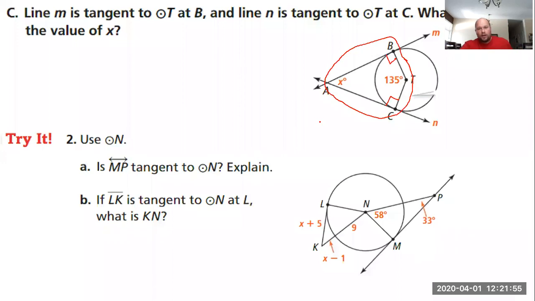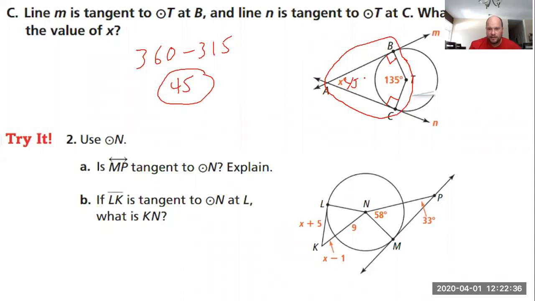So again, we have three of the angles now because each of those are going to be 90. This is going to be 135. So if we add those all up, 135 plus 90 plus 90, that's a total of 315. So we have 360 for the entire thing minus the 315, and that's going to give us 45. So X, the missing angle there, is 45 degrees.